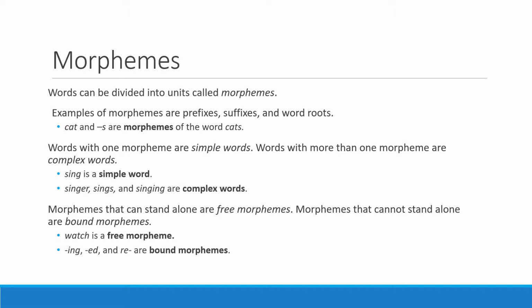So morphemes that can stand alone are free morphemes. Morphemes that cannot stand alone are bound morphemes. So watch is a free morpheme. Whether that's a noun or a verb, it's still a free morpheme because it is a word by itself. But when you add the ing or the ed or the re to it, watch is still a free morpheme, but those are bound morphemes because those things are not words in and of themselves. Ing is not a word, it's an affix, so it's a bound morpheme.